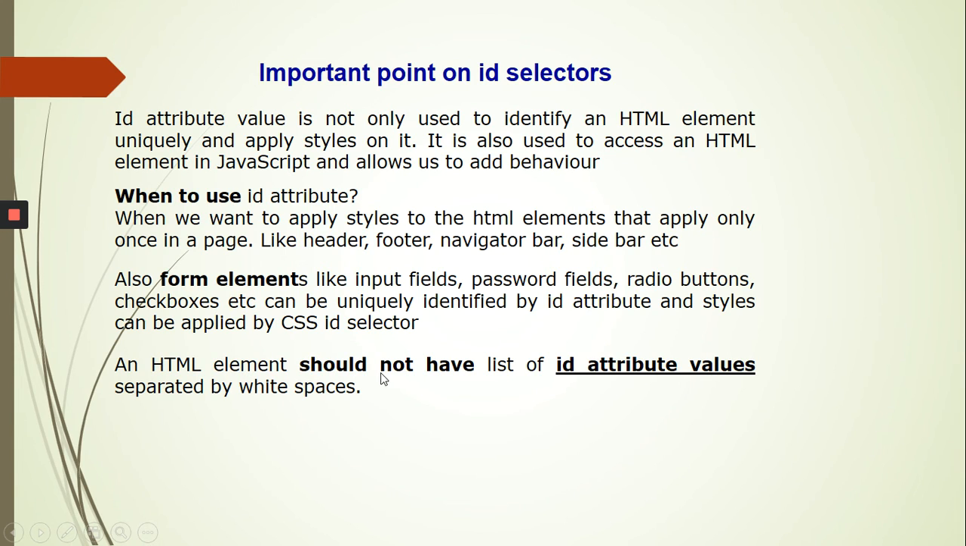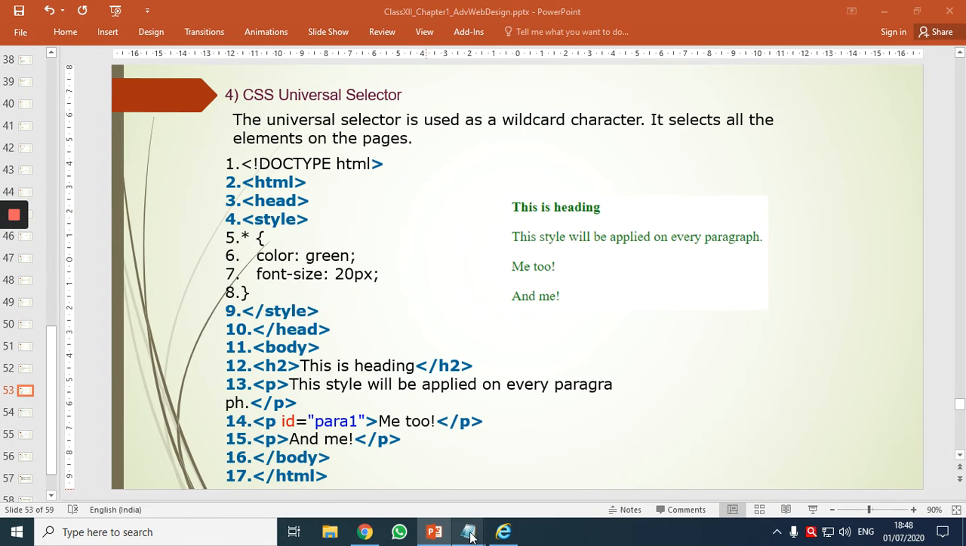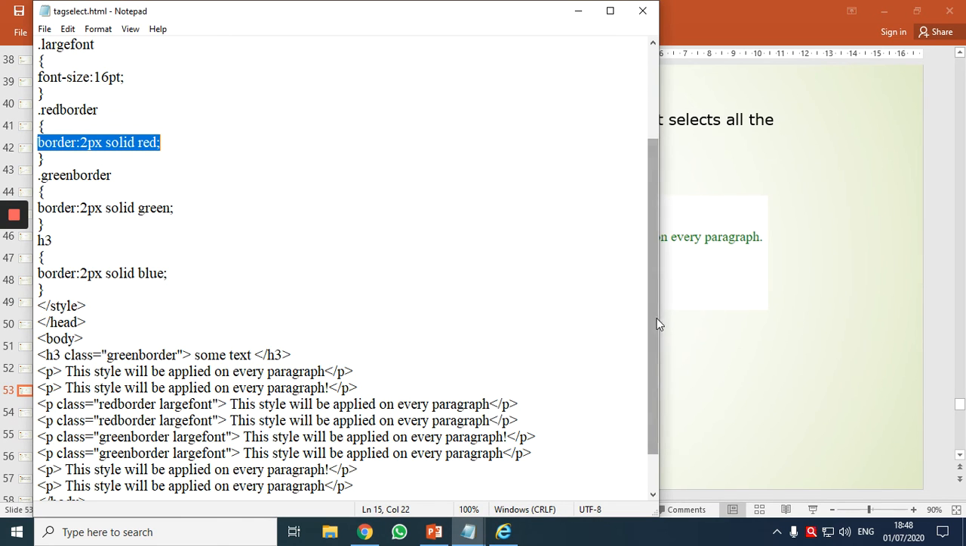An HTML element should not have a list of ID attribute values separated by white spaces. What is the meaning of it? We had written it here, right?